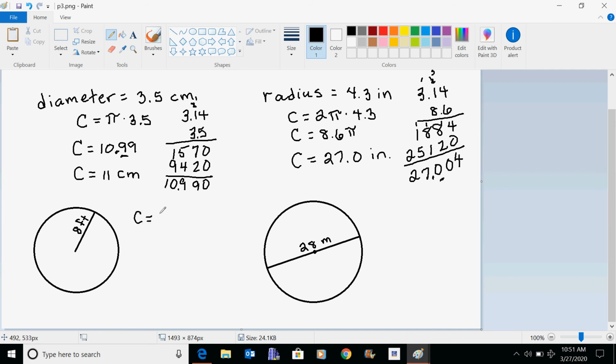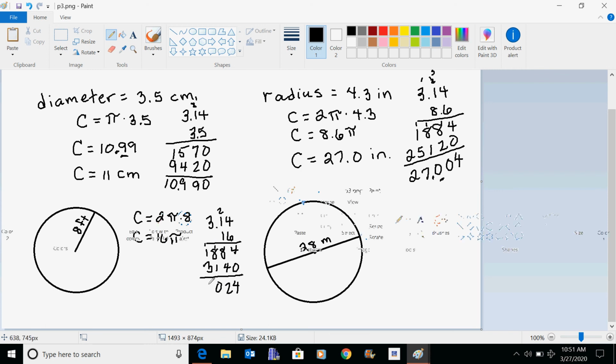So our circumference equals 2 times pi times 8, which is 16 times pi, sorry. So we're taking 3.14 times 16, 24, 8, 18, 4, 1, 3, 4, 0, 5.